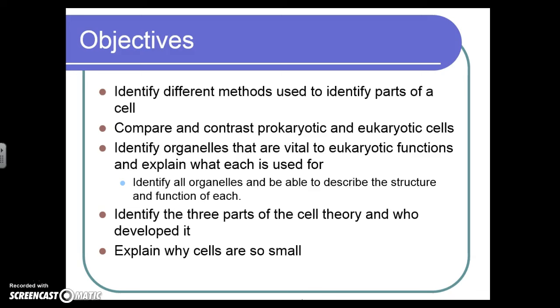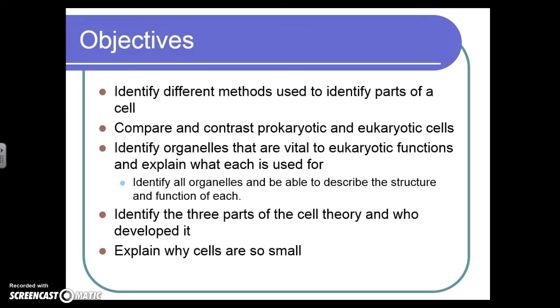Alright, looking at part 2 of the cells, we're going to get into the structure of it today. Taking a look at what our objectives from the last one were: identifying the different methods used to identify parts of a cell. That gets into microscopy, how we're able to separate out cells, cell structure, and how we can take a look at them. Remember, please look in your book on page 49, talking about the different types of microscopy, like cell differentiation, centrifugation, as well as fluorescent microscopy.